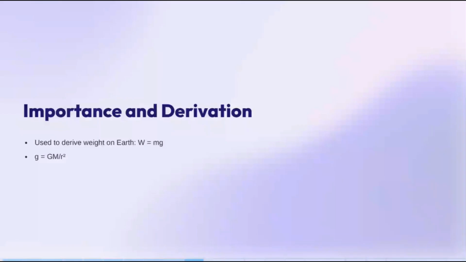So the importance and the derivation of Newton's law. This law is used to derive the weight of the Earth. We know that the normal formula for weight is mass times acceleration, but for objects on the Earth, it's mass times acceleration due to gravity. That's how you get the weight. Now, weight is also almost the same thing as force most of the time.